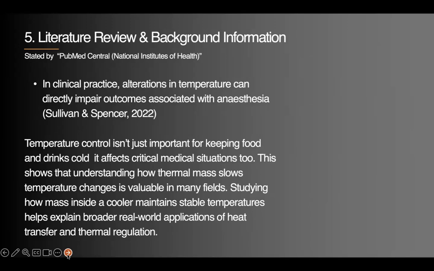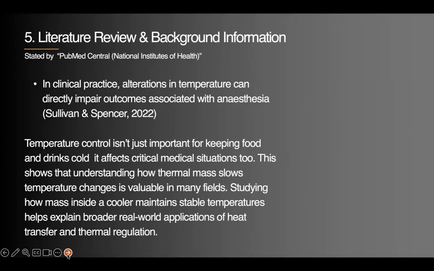So the first source that we used was from PubMed Central. It stated that in clinical practice, alterations in temperature can directly impair outcomes associated with anesthesia. So this source talked a lot about temperature control and how it's important, not only for keeping food and drinks cold, but it can also affect critical medical situations as well. This also showed how valuable thermal mass is and how important it is to understand temperature change in many different fields.